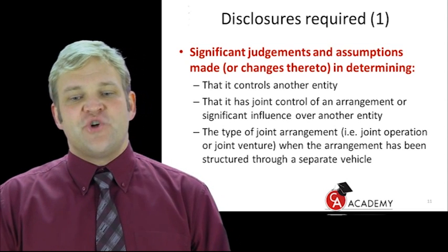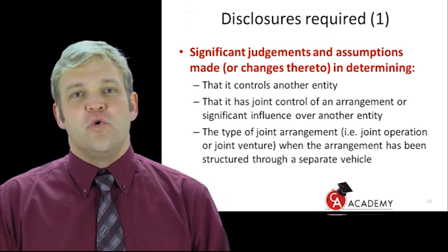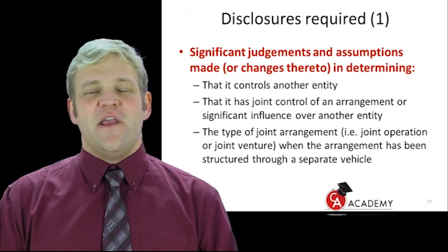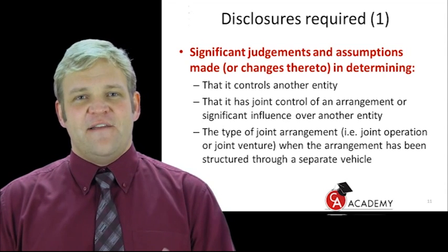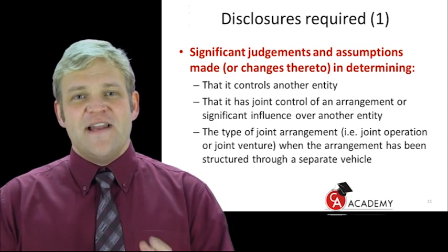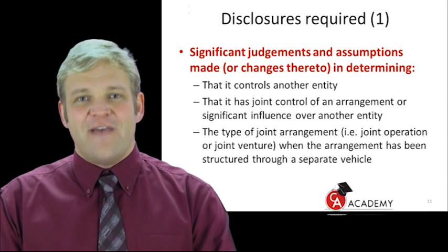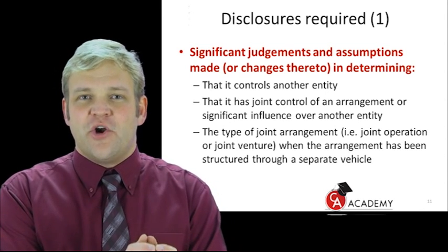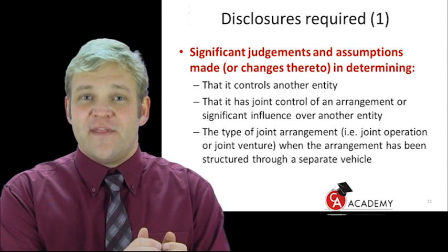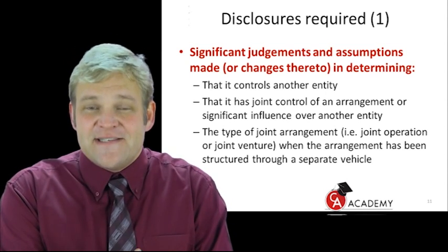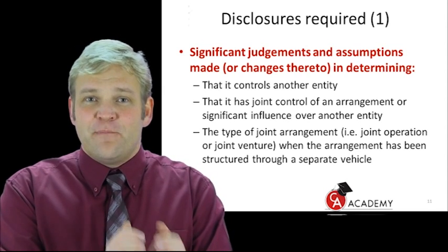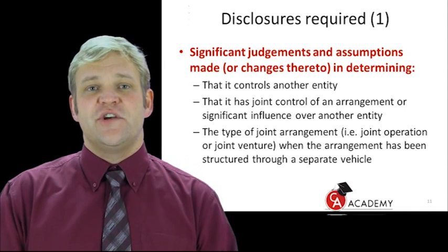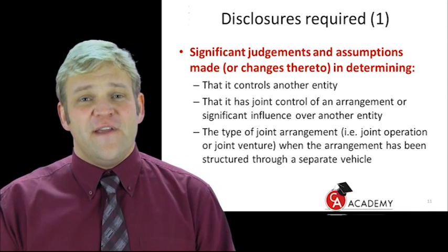Secondly, that it has joint control of an arrangement or significant influence over another entity. Now, ladies and gentlemen, think about this, joint control. There's a definition for joint control, but that is affected by the fact that you have control ultimately or not. Those parties that are in a joint control arrangement must first determine whether they do have control. We discussed this in IFRS 10. And once you've proven that, you can then go and assess whether you have joint control in terms of an agreement or whether you have significant influence.